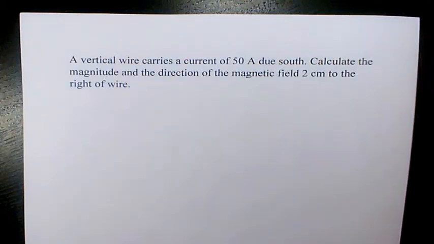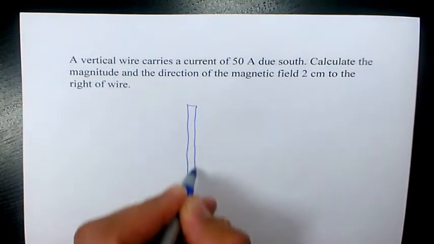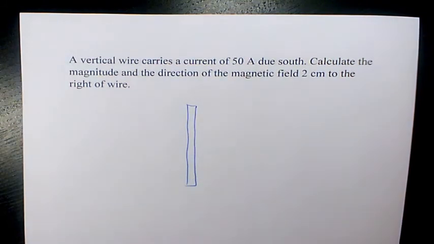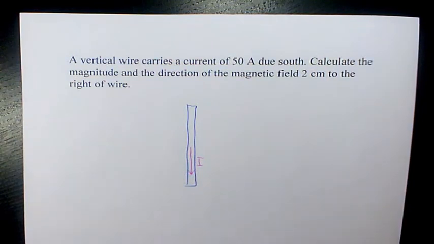A vertical wire carries a current of 50 amp due south. Calculate the magnitude and the direction of the magnetic field 2 centimeter to the right of the wire. So assume that we have the wire like that, and the electric current is going towards south. We need to find out the direction and magnitude of the magnetic field.